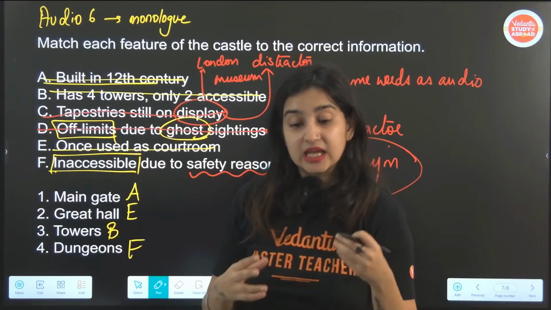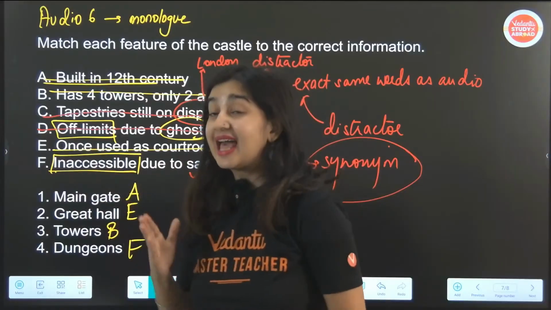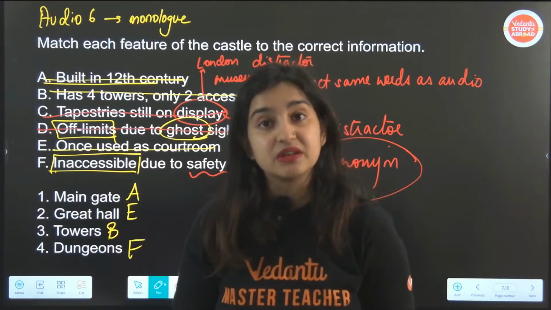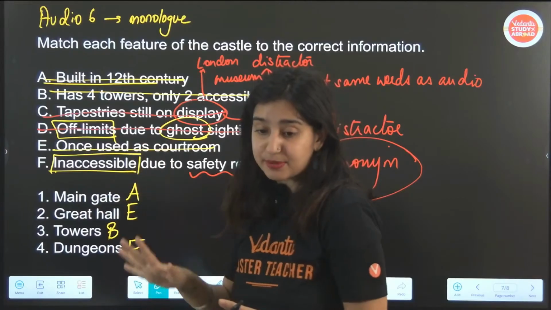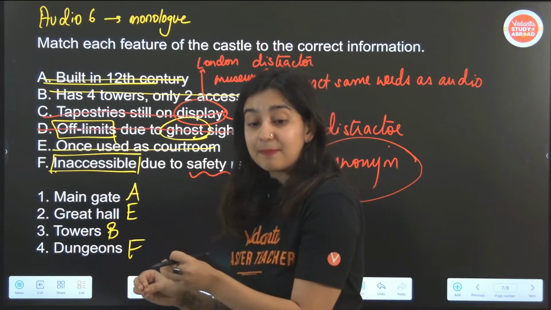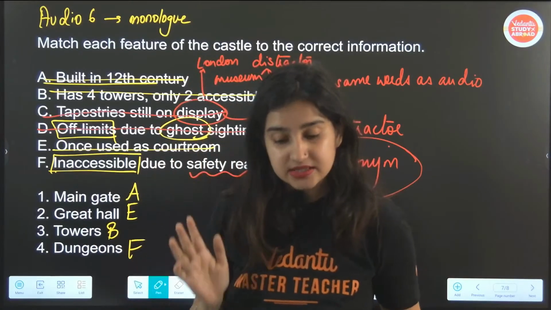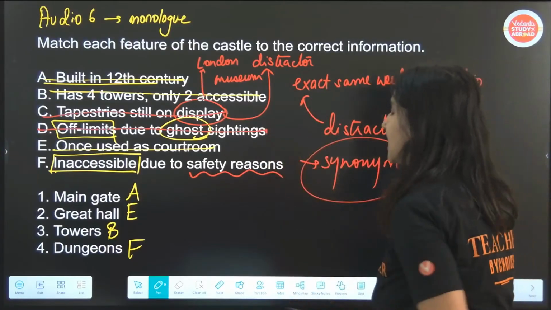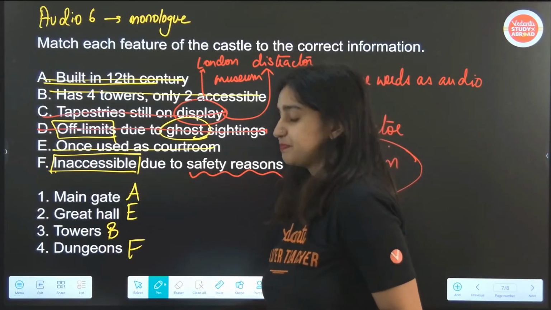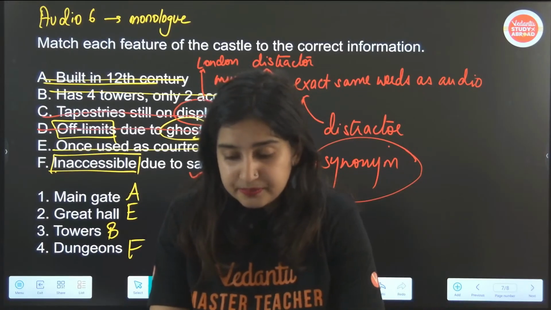So if you say that the tapestries, Nitin, are still on display in the Great Hall, that contradicts the information given in the recording, because the recording clearly stated that there used to be tapestries in the Great Hall, but those tapestries are now where? In the London Museum. So you cannot say they are still on display. Strong distractor, but not quite as confusing as D. Okay? Got it? Does that answer your question?